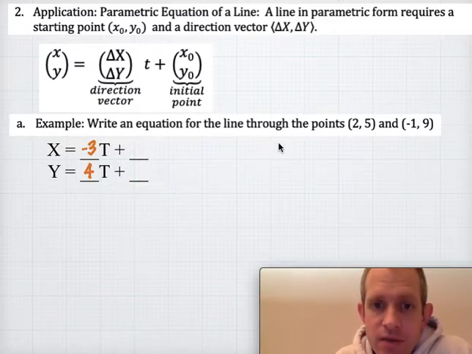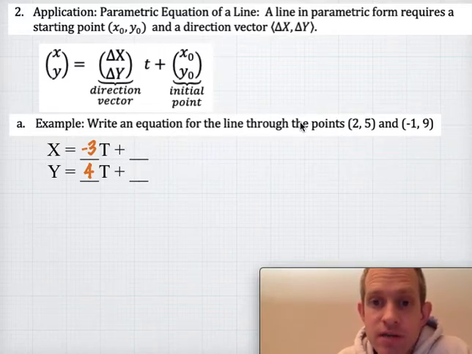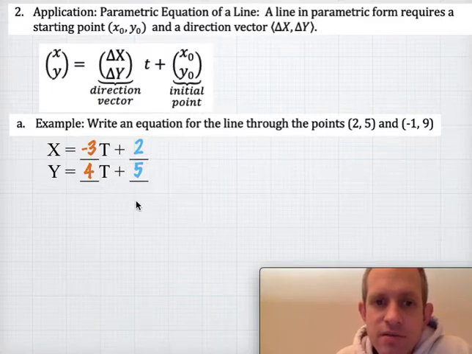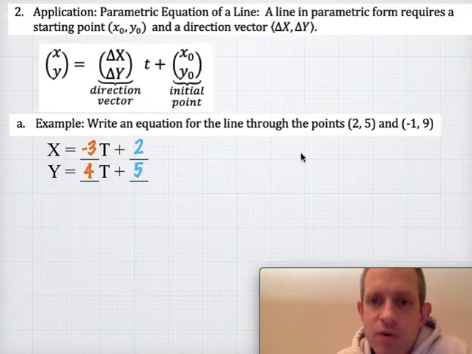And then I need to pick one of these points to be my starting point. I was kind of thinking of starting at 2, 5 and going to negative 1, 9. And so let me put the 2 in for the x start and the 5 in for the y start. And this equation then, if you were to type that into the calculator, would form a line. You would see that it starts at 2, 5 and goes off in one direction.